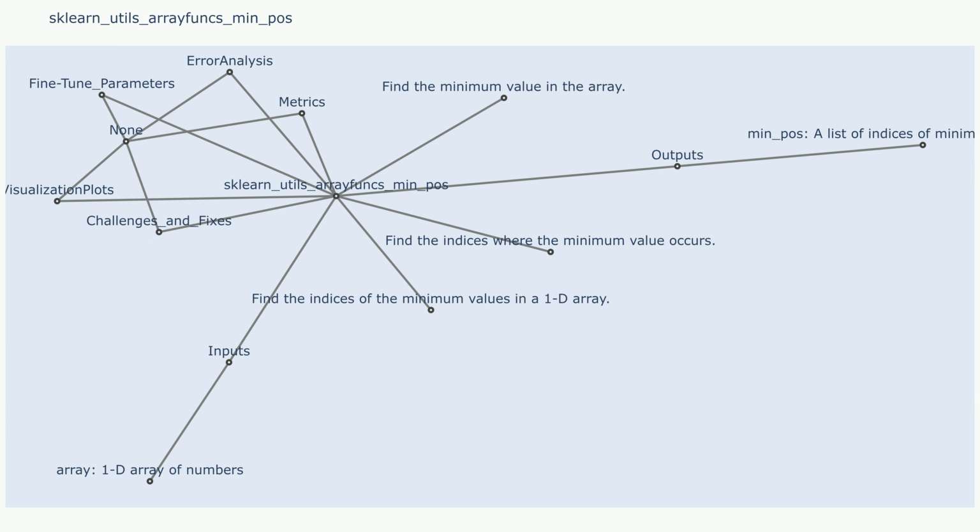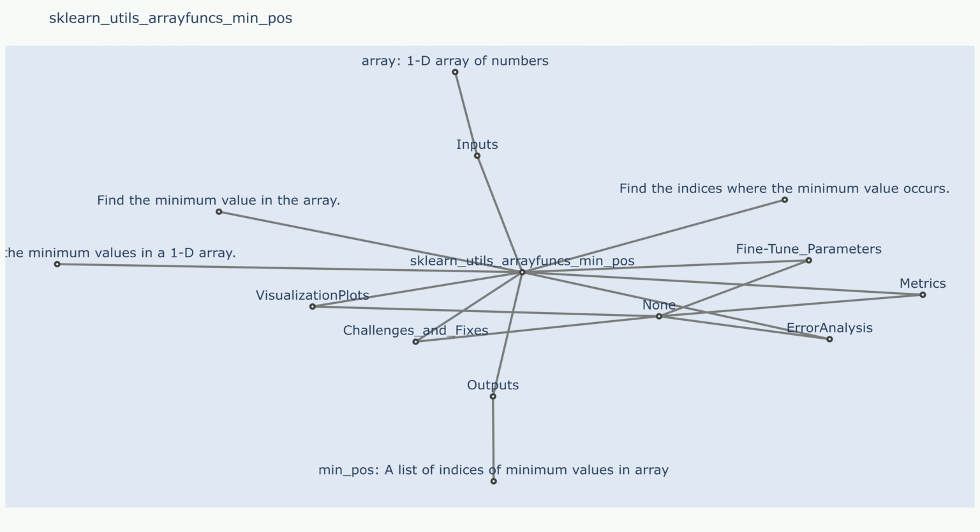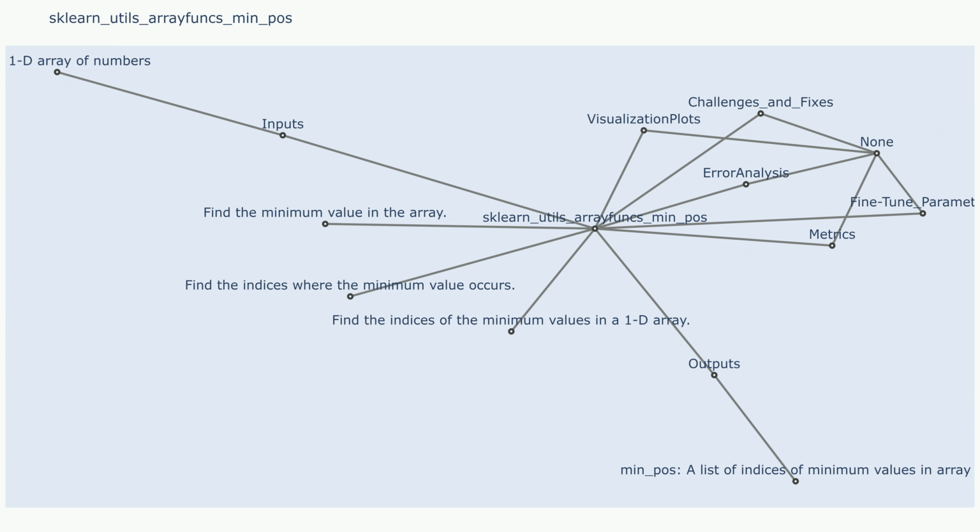It can be a NumPy array, a SciPy sparse matrix, or any object with a min method and a shape attribute. Axis: the axis along which to find the minimum value, defaults to None, which finds the minimum across the flattened array. Out: an optional output array. If provided, the result will be stored in this array.